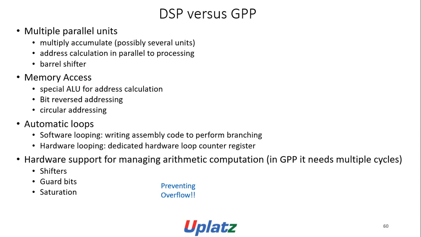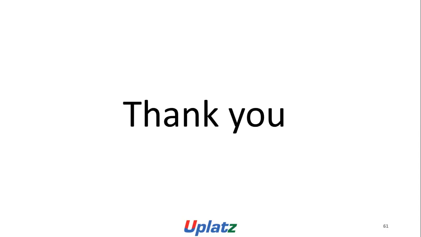DSP versus GPP, digital signal processor versus general purpose processor. A DSP has multi-channel parallel units, multiply accumulate, possibly several units, and address calculation in parallel processing, a barrel shifter, memory access, and a special ALU for address calculation, with bit reverse addressing and circular addressing. Automatic looping: rather than writing assembly code to perform branching, hardware looping uses a dedicated hardware loop counter register, with hardware support for managing automatic computation. In a GPP, it needs multiple cycles, shifters, guard bits, and saturation to prevent overflow. Thank you.